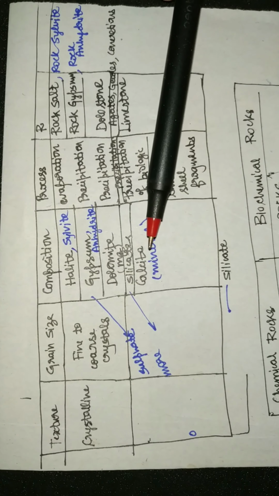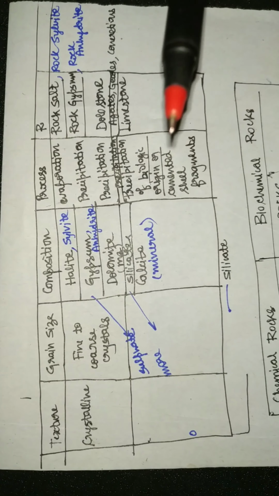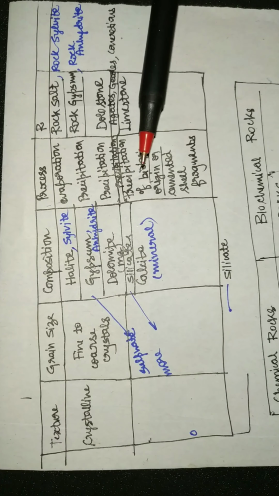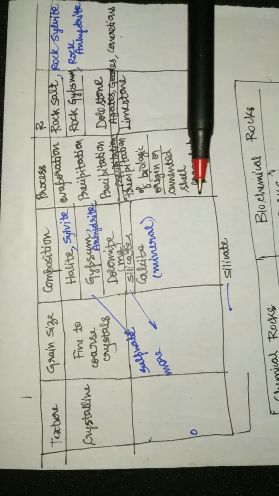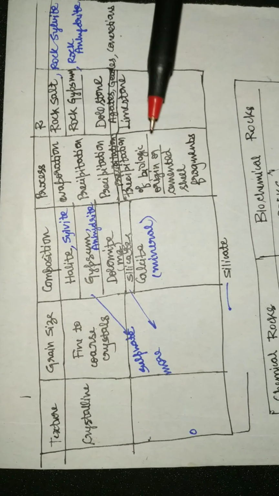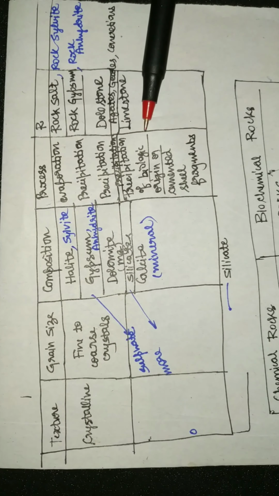Now the calcite mineral has a biological origin. When the biological origin of calcite is precipitated, it forms limestone.